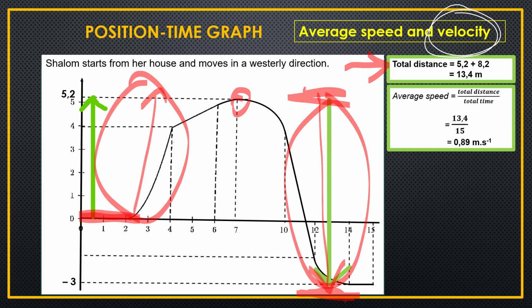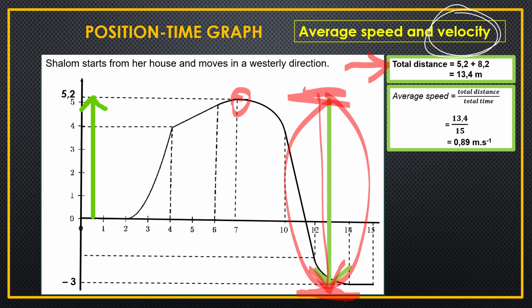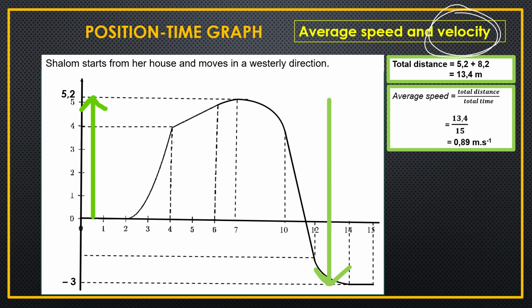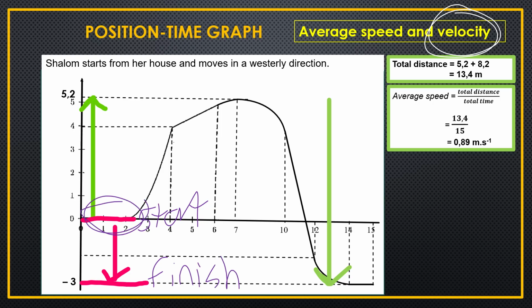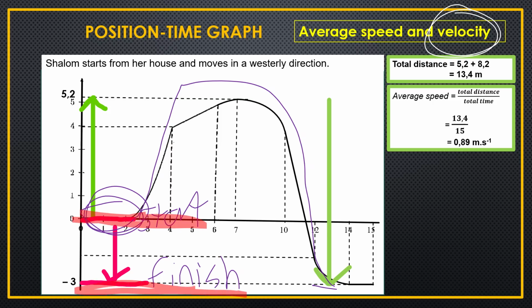Now displacement is something totally different. Remember that displacement is a vector, and displacement is a straight line from the start to the finish. So she started here, she walked that direction, then she came back this direction, but displacement, very important, is where she started and then up to where she finished.